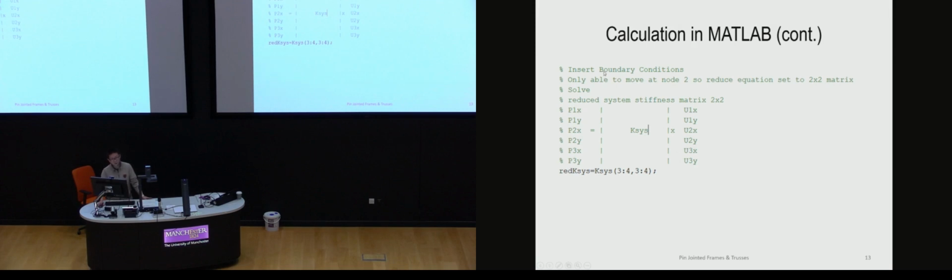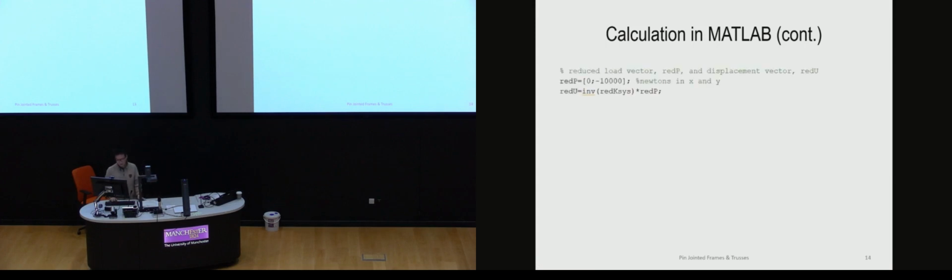But we need to impose the boundary conditions to solve it, because the system itself, if it's 6x6, is a singular matrix. So we impose boundary conditions. These are the boundary conditions that we imposed. Then we invert this and calculate the remaining displacements, and so on and so forth. We expand it back into the full displacement vector after resolving the linear system. And that's the result.